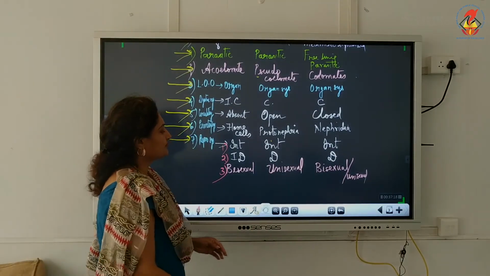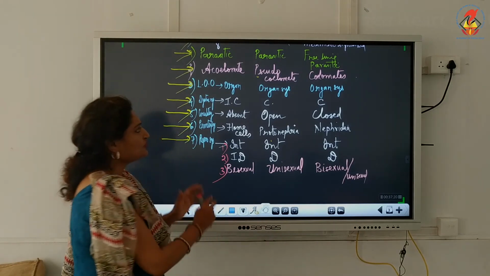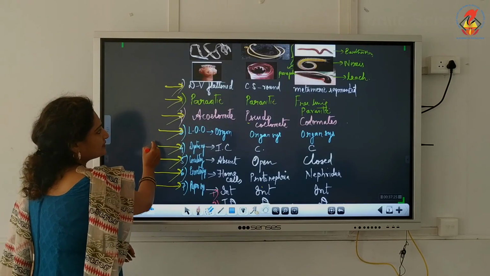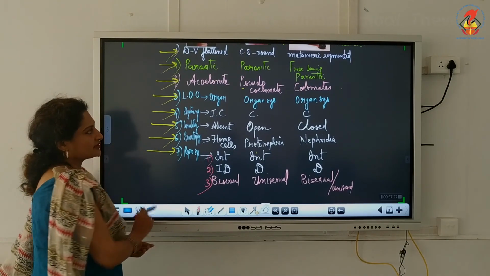Clear? I hope the worms are also clear. When you learn worms, you learn it in the form of this table. So, please note down the table.